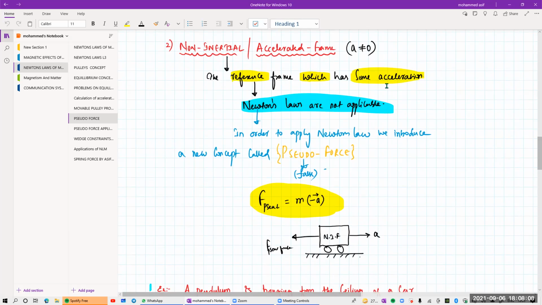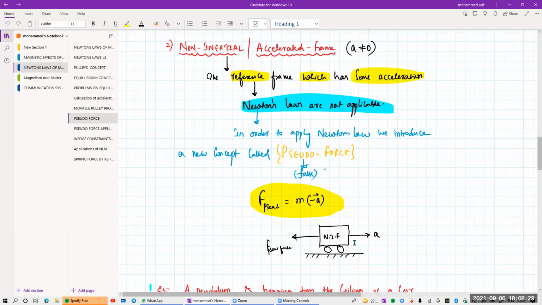The reference frame which has some acceleration. Newton's laws are not applicable in this one. In order to apply Newton's laws, we introduce a new concept called pseudo force. Pseudo means false. Force will be equal to mass into acceleration. This acceleration will be acting on the body in the opposite direction. Pseudo force is exactly opposite to the acceleration of the body.